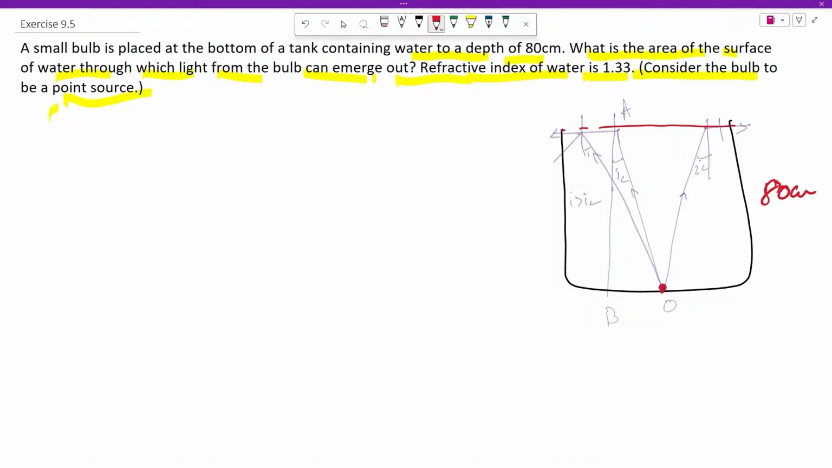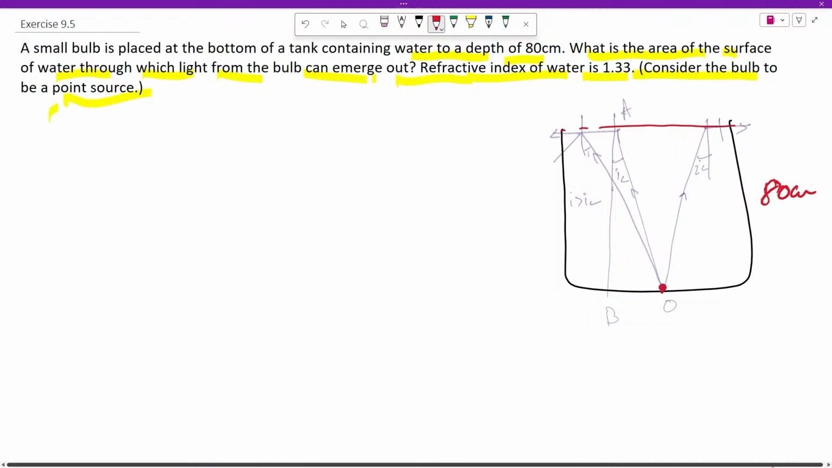And at the bottom of the tank there is a bulb which is a point source of light, and we have to find out of what surface area the light will come out. So we will use here the theory of total internal reflection. If we assume there is a ray emerging out of the bulb making an angle of I, then in order for that ray to emerge out, it should be less than the critical angle.